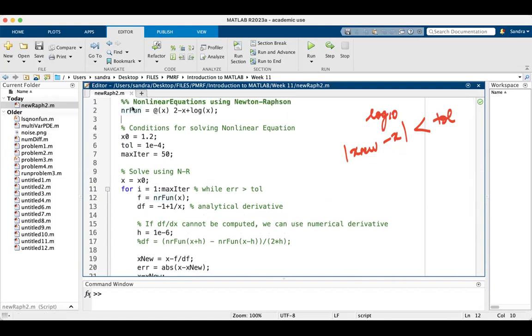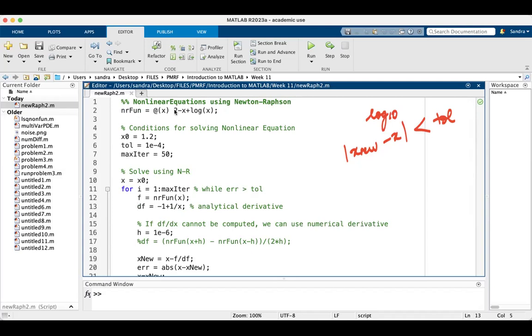Oh, nr_fun, sorry, I was looking somewhere else. So this is the function that I already have. nr_fun is equal to, as a function of x, and here this is the function that we have. So this f will give me a function value at the point x. Now this is the analytical function value.